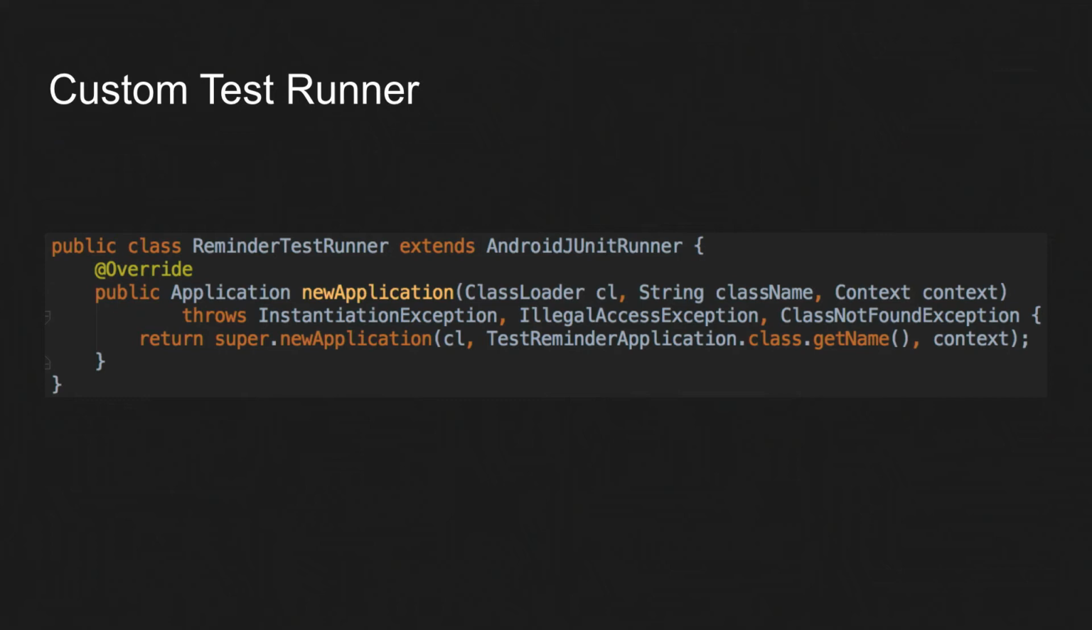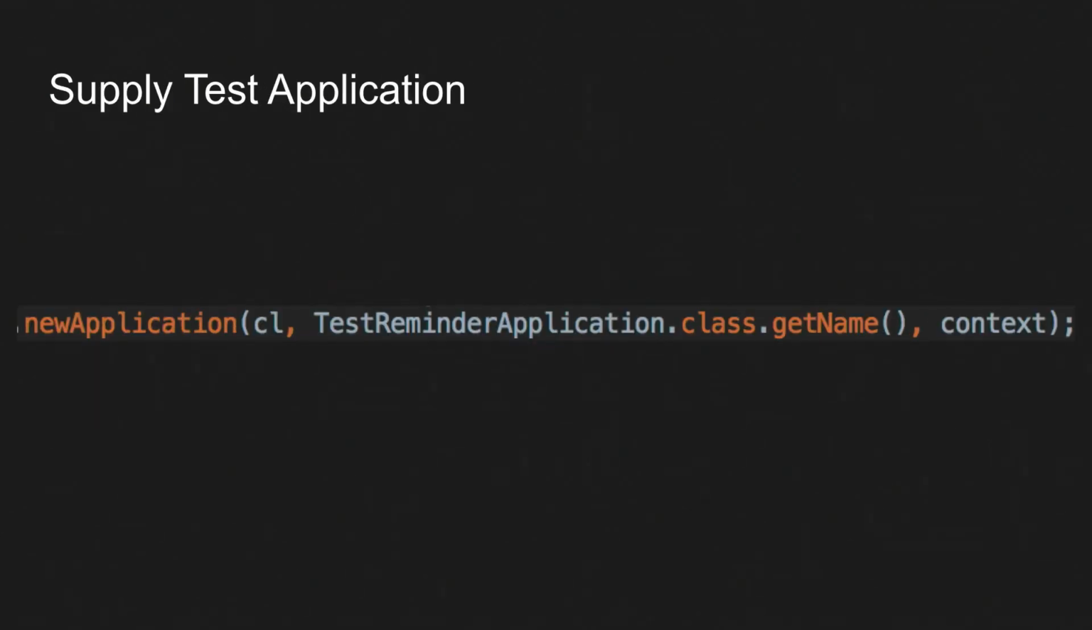Next, I need to have a test application, so I can say, hey, generate this component for me when my activity starts, and then I can actually access that. But with Espresso, you do need to do a little bit more work to use this test application.